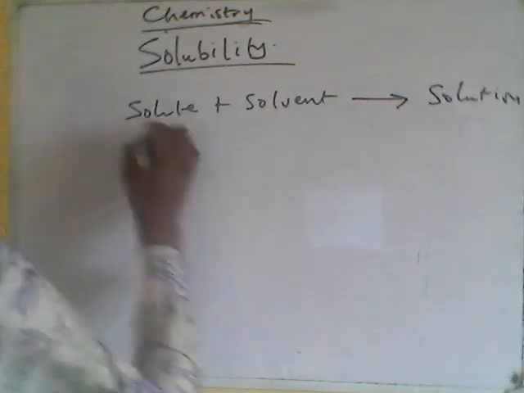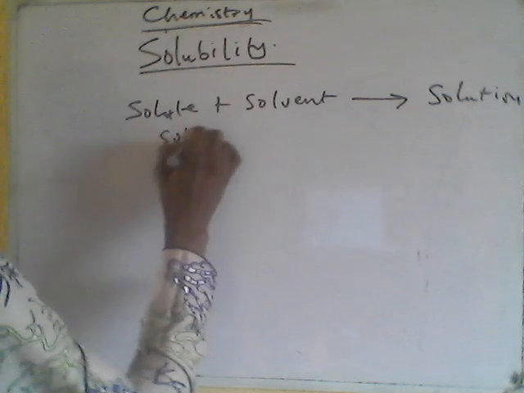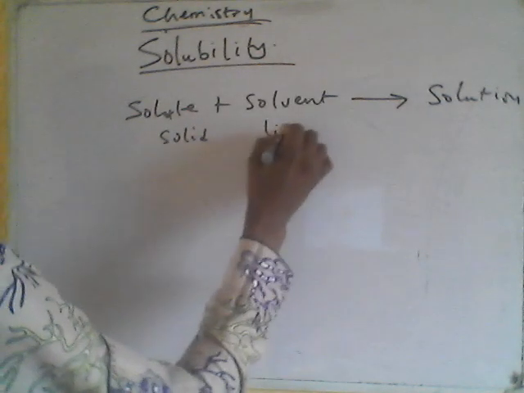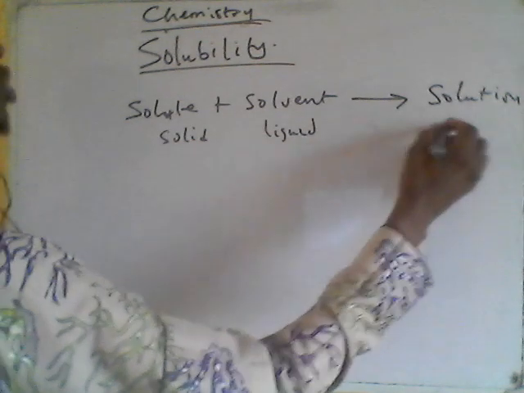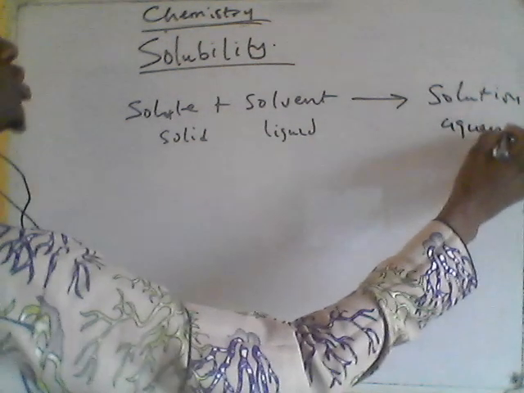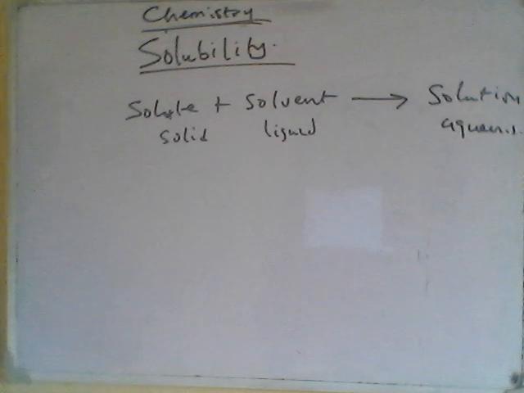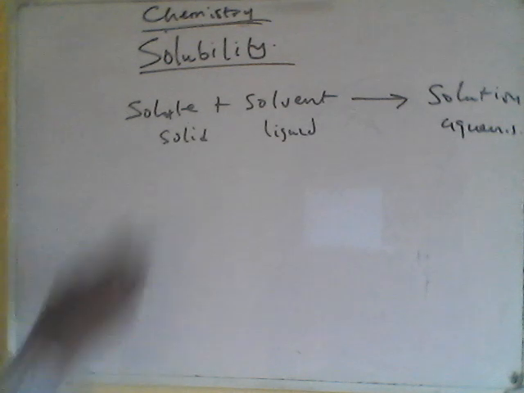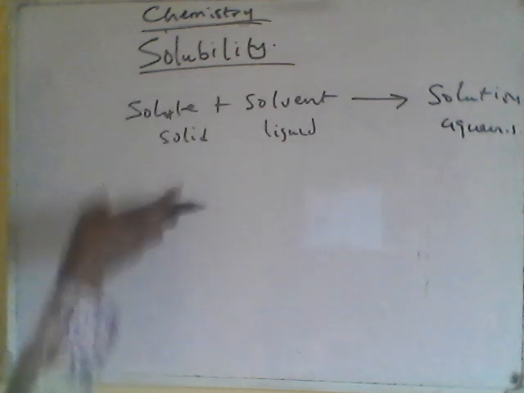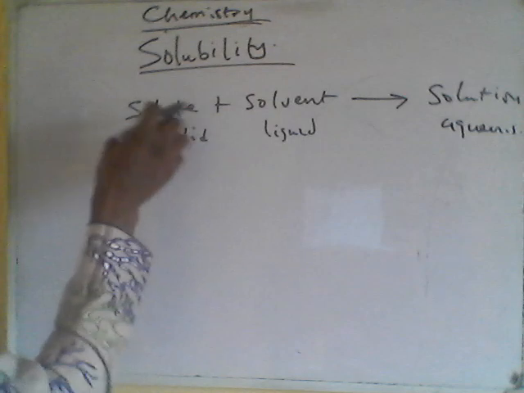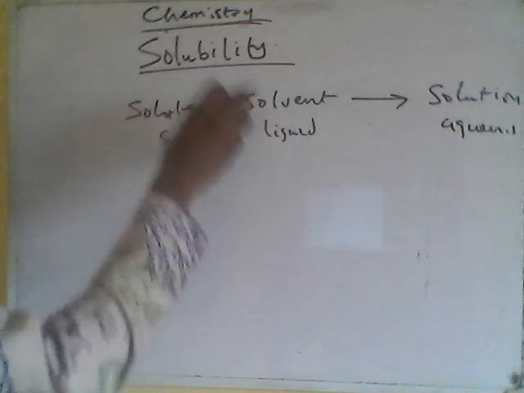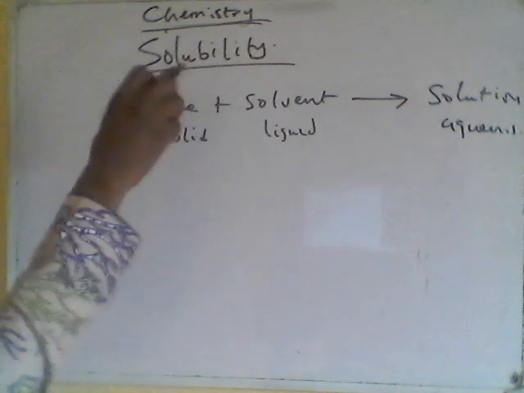Okay, so the solute is like a solid, and the solvent is like a liquid, and the solution is the mixture of both solid and liquid. So I just call it an aqueous solution. So solubility is defined as the maximum amount of solutes, the solid, that will dissolve in a given quantity of solvent.